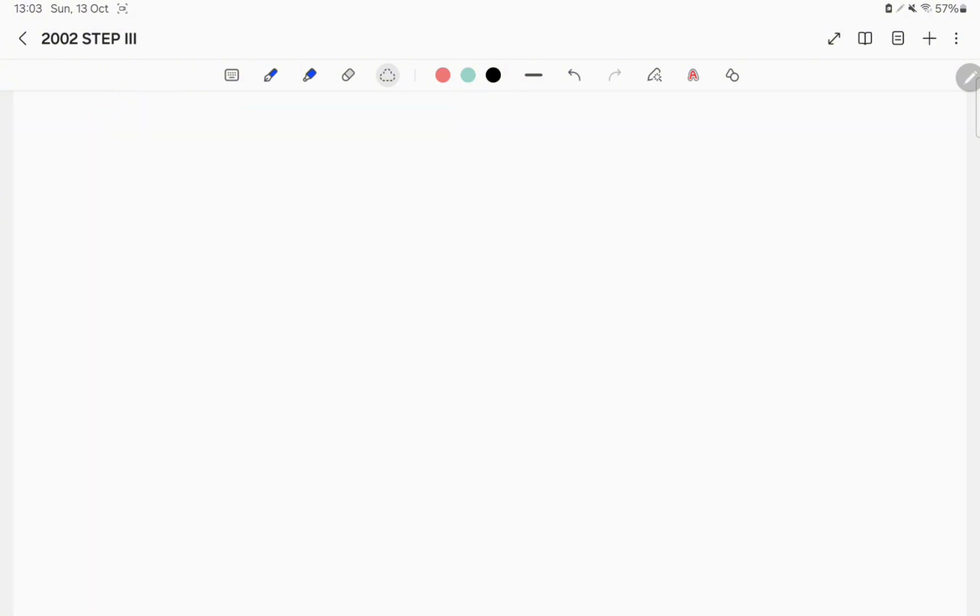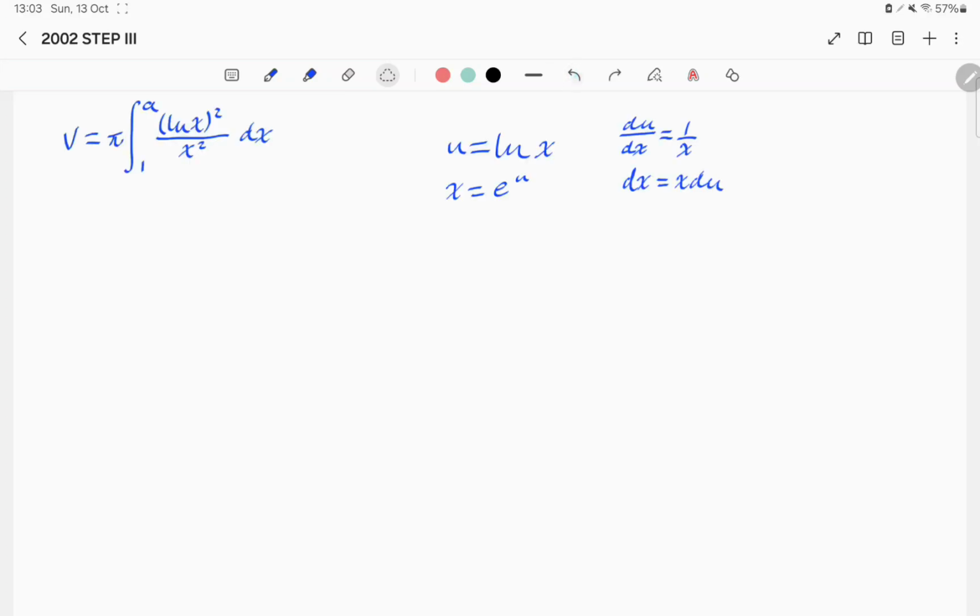Now let's move on to part 2. So, if we find and set up the integral, then we can make the substitution u equals ln of x. Here we will still have du by dx is equal to 1 over x, and therefore dx is x du. However, we will need x is e to the u later.